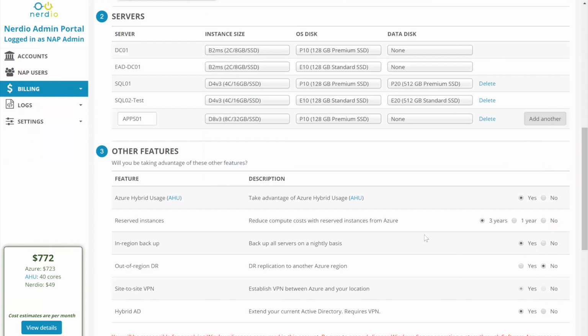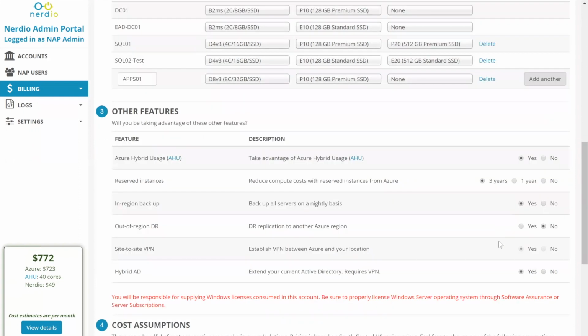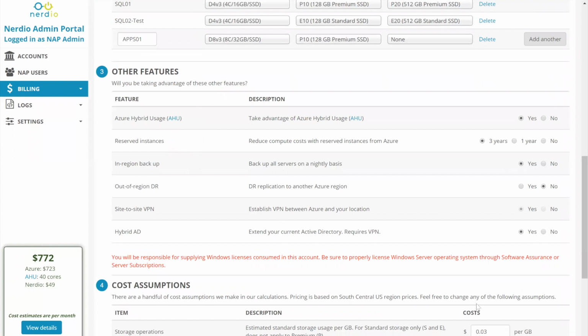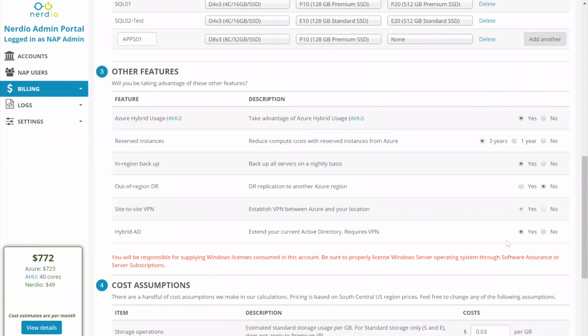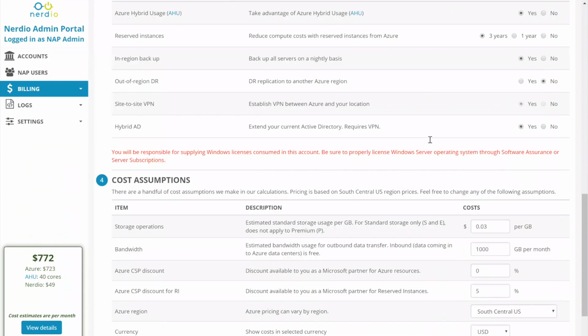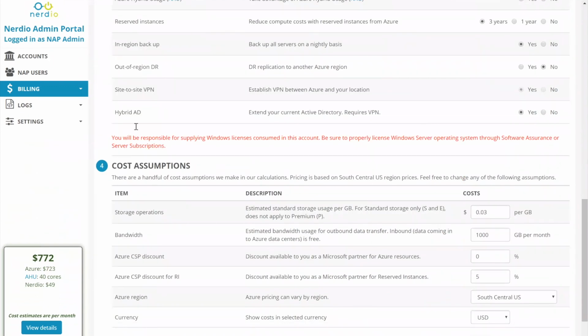And also you can see by enabling hybrid AD, we can no longer disable VPN because that's also a mandatory component, right? So again, imagine doing all of this manually. If you wanted to do hybrid AD, you may account for the server, but forget to account for the VPN gateway. The NFA cost estimator takes care of all of that for you. Okay, so these are the other feature sections. And then at the bottom, we get into the cost assumptions.